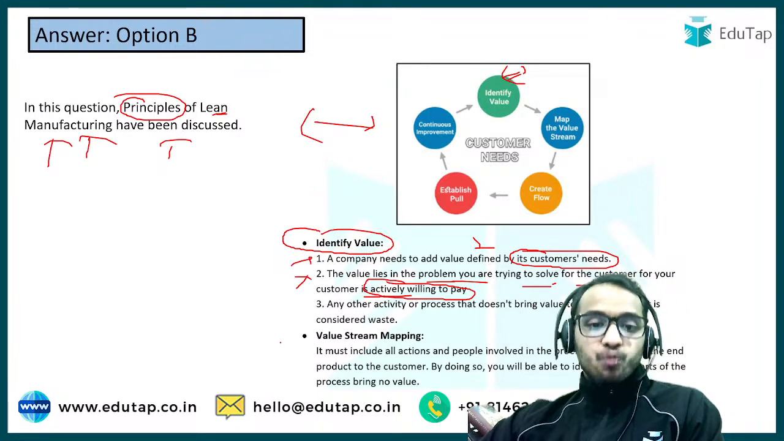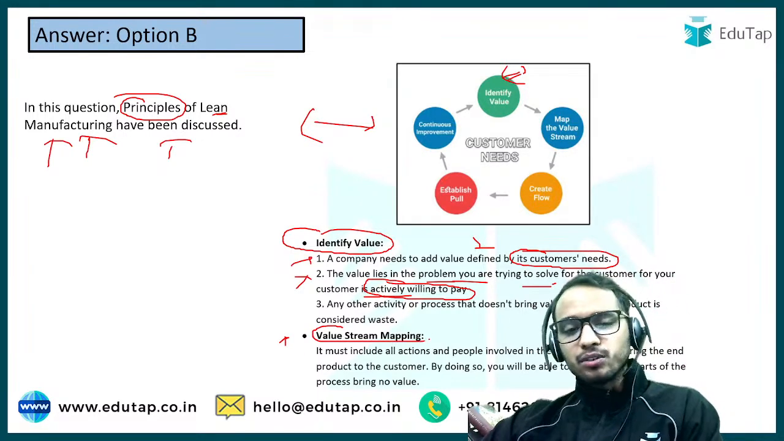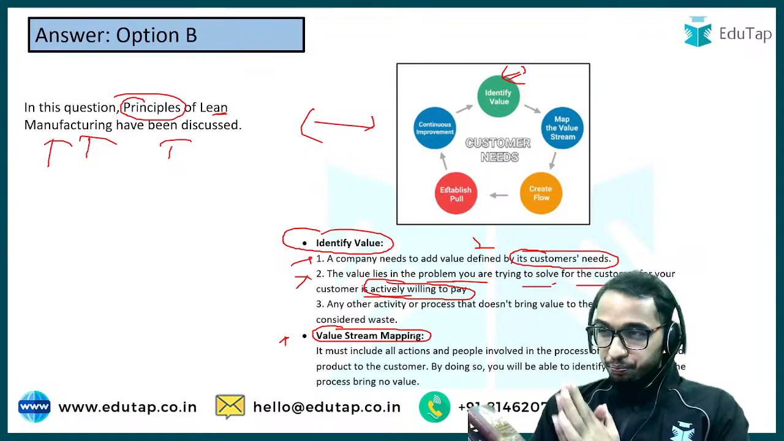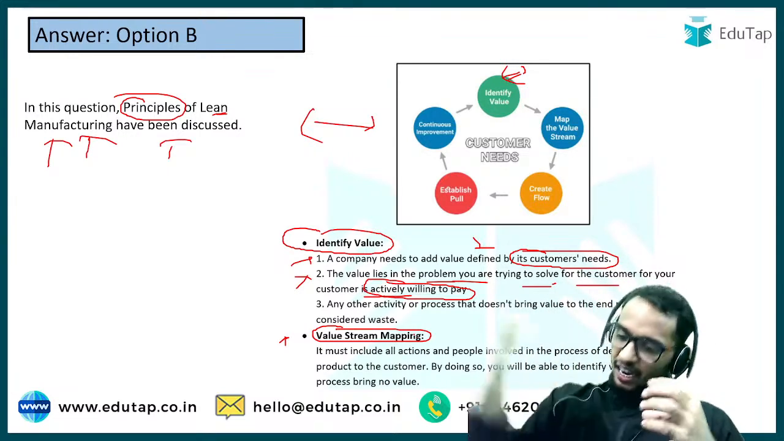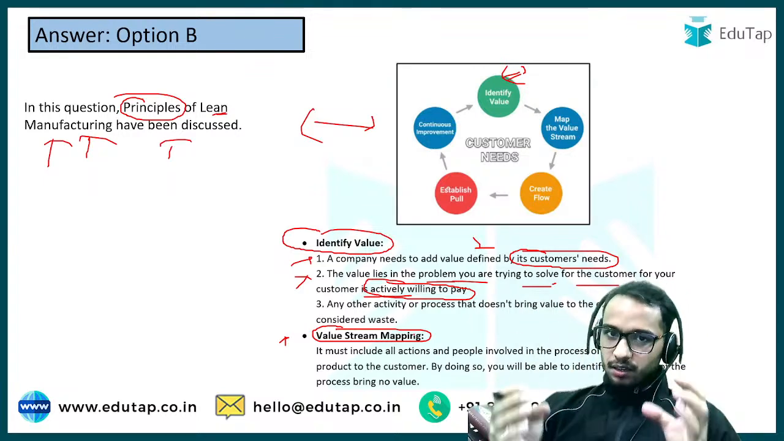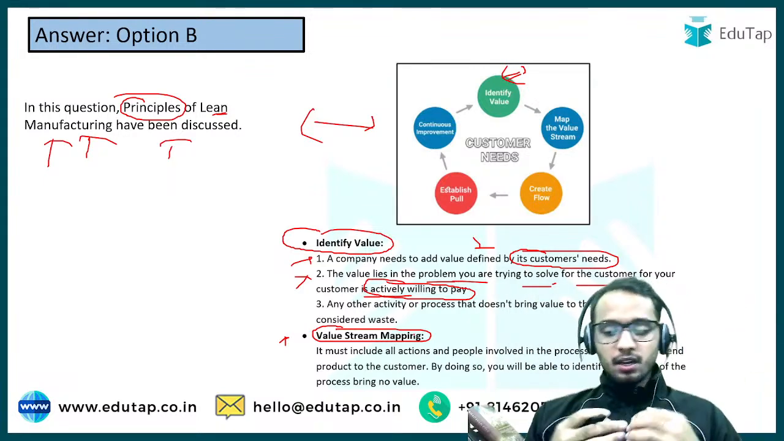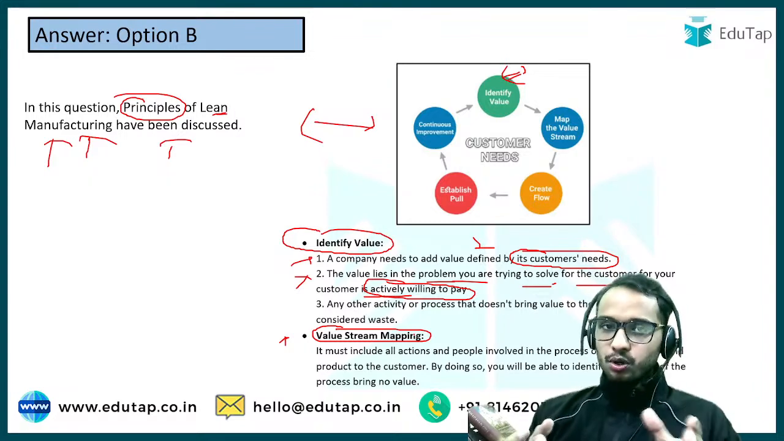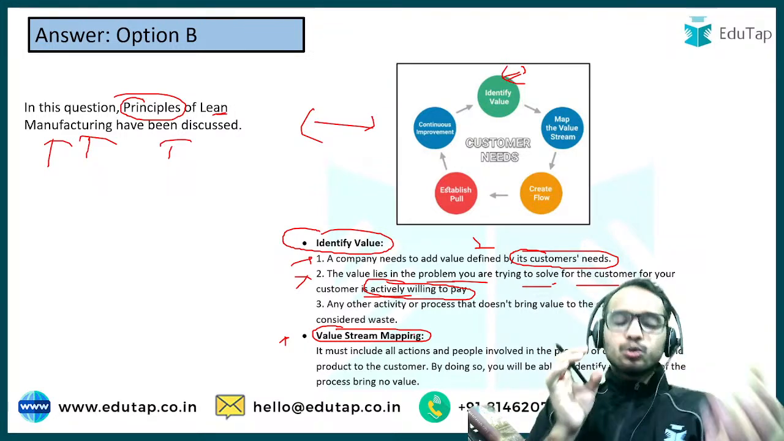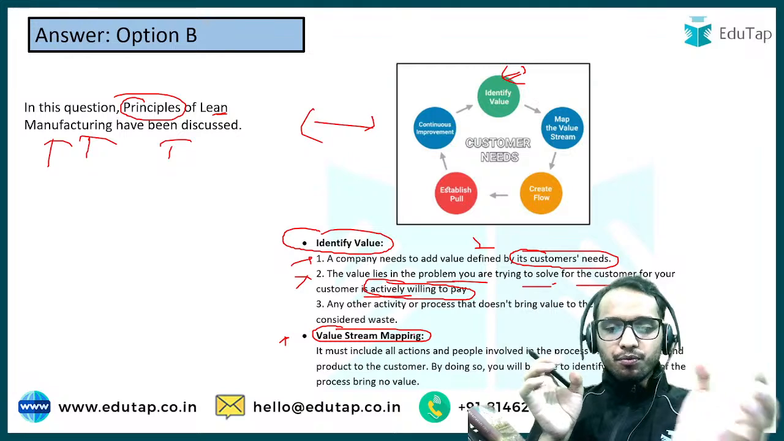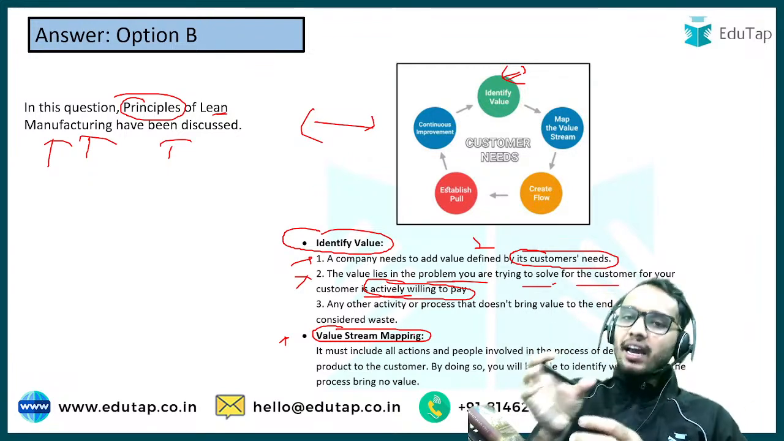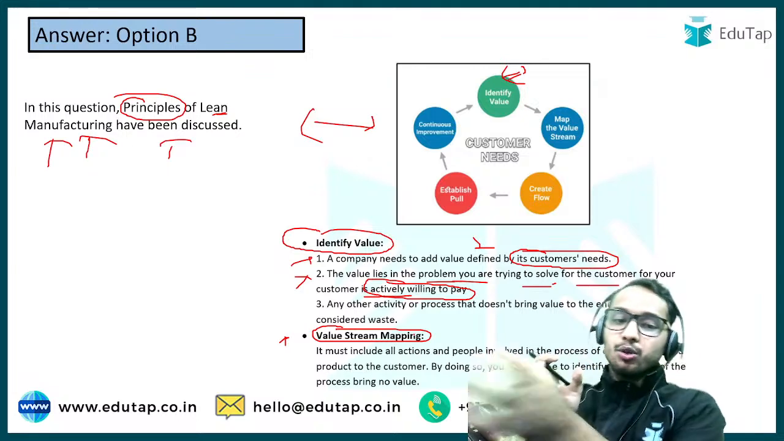Then value stream mapping. Now this is very important. See, you have identified the value. Now which actions are there in the company? We are a manufacturing firm, we have different workers, and different workers have different duties with respect to the product. So you need to do value stream mapping. That means which value has been given by which workers. You need to see that.